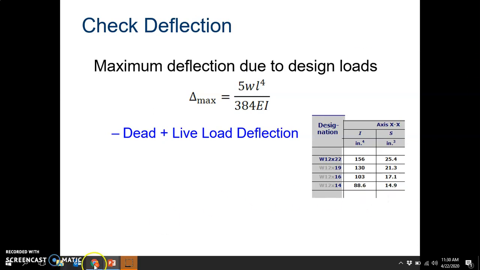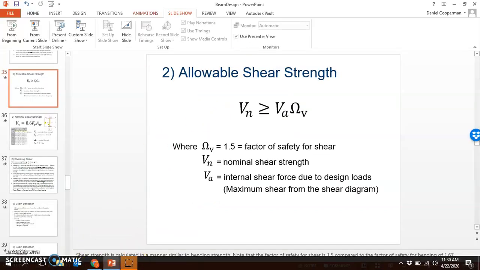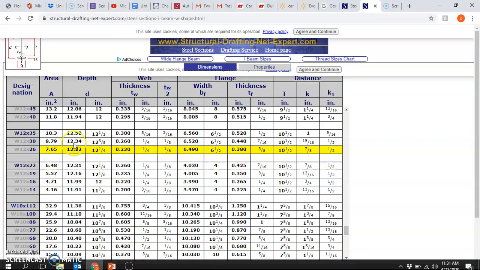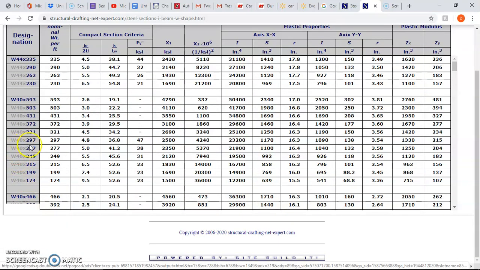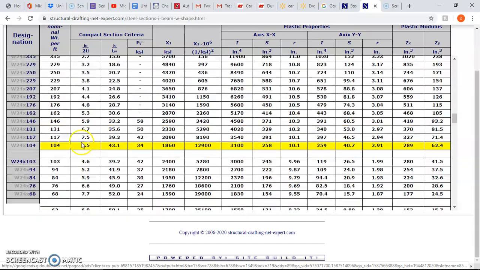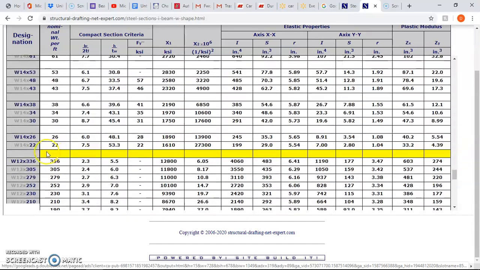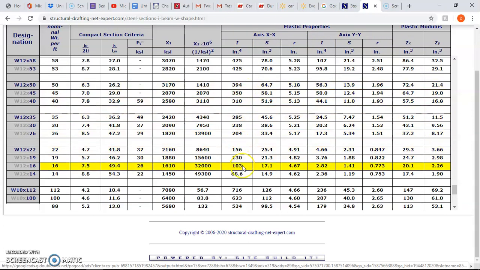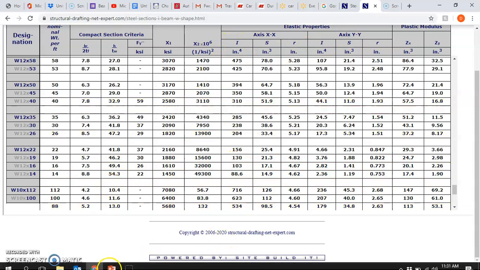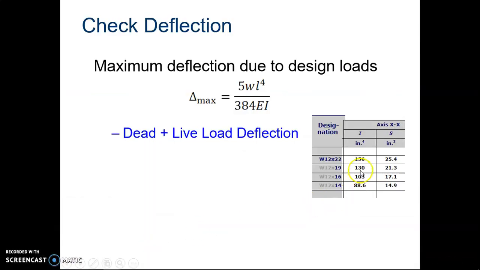So let's go back to the website real quick. We're looking for inertia for a W12 by 16. Okay, so we got to go to properties again, and then W12 by 16 is way down here. W12 by 16 gives me an I value of 103. I don't want the one for the y-axis. I want it around the x-axis, so 103. So let's go back. And that was shown right here, but I just want to show you how to get it yourself.